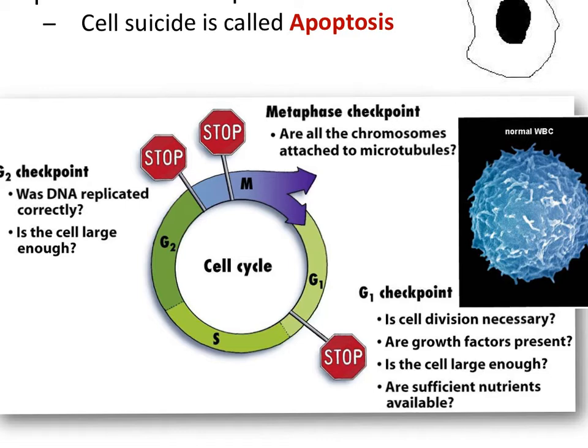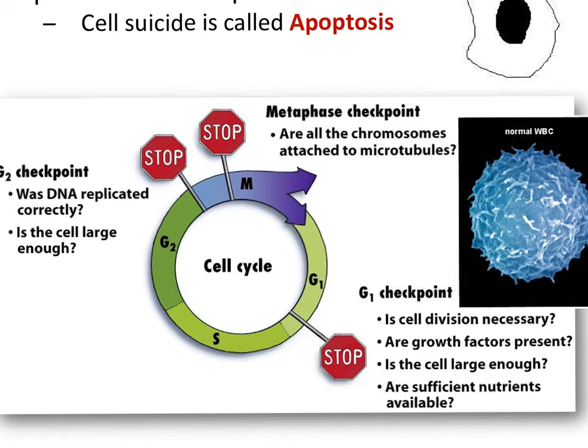Then they go into G2. In G2, they're getting ready to divide, so they need twice as much of everything, including mitochondria, ribosomes. They need another nucleus, everything, and lots of energy to do all this and grow. So when they get to the end of G2, there's another checkpoint. And it undergoes the same sort of thing.